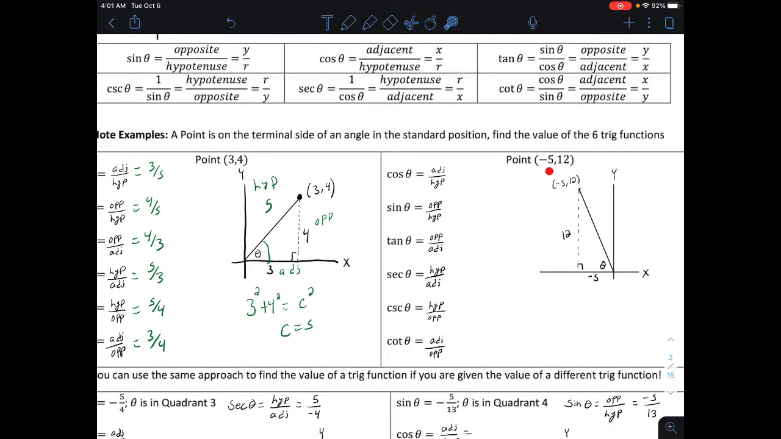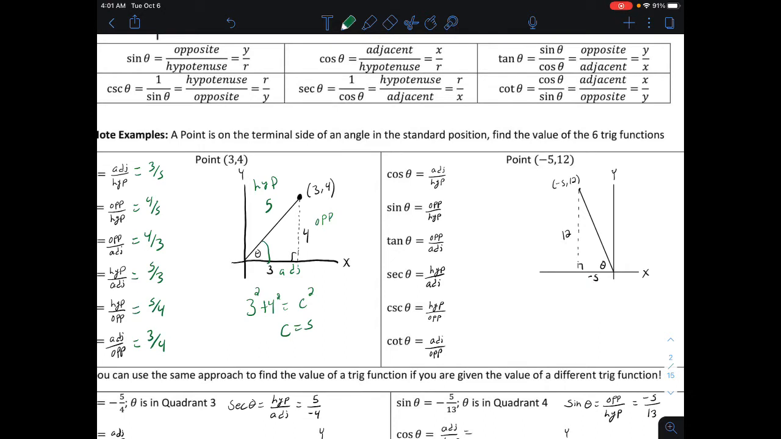Okay, now we've got the same thing. This time the point here lies in quadrant 2 because I have a negative x value and a positive y value. So I drew an x and y axis. I put a point over here somewhere in quadrant 2 and drew a line from the origin up to that point, and then formed a right triangle with the x-axis. So my x value would be -5, my y value would be 12.